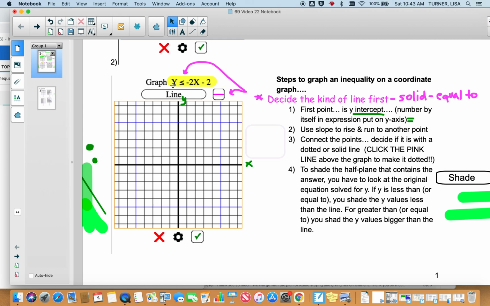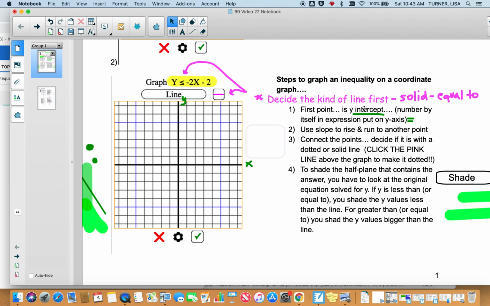And because it says y is less than or equal to, we're going to keep this a solid line. We don't have to do anything to it. It's a solid equal to line. So make sure you at least write this part, solid equal to line. All right? And then we're going to graph it.